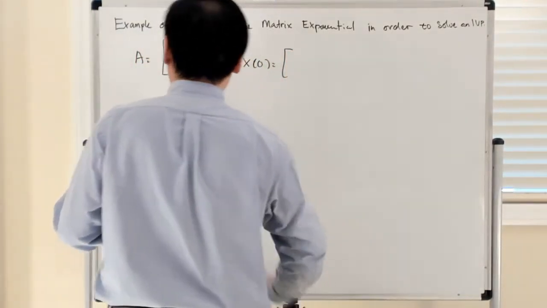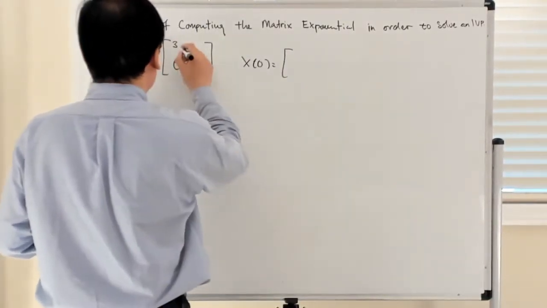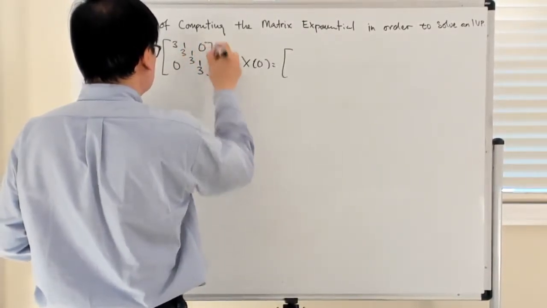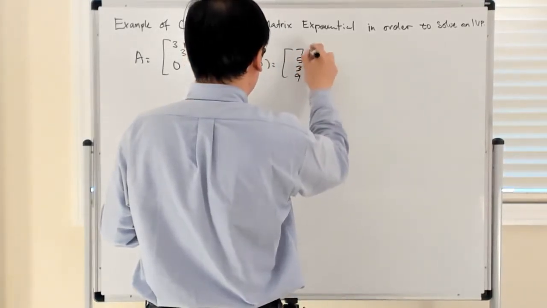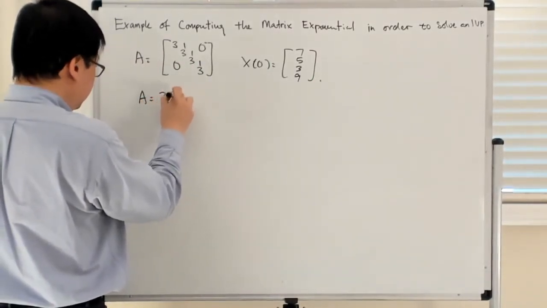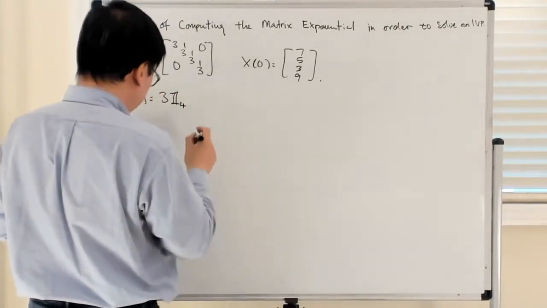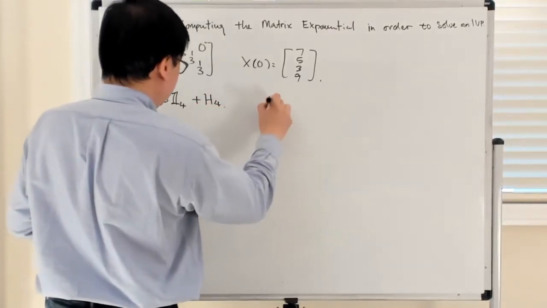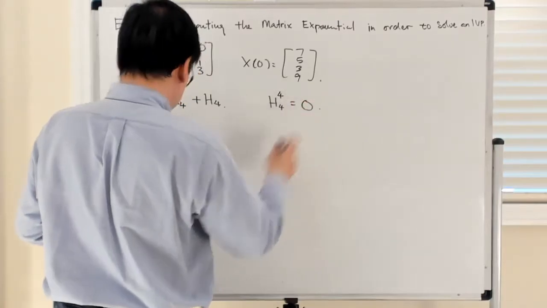so actually let me just make this a 4 by 4 matrix. 3, 3, 3, 3, 1, 1, 1, 0, 0. Okay, so the initial data is 7, 5, 3, and 9. So A can be written as 3 I4, which is the 4 by 4 identity matrix, plus H4, and we know that H4 to the 4th power is 0.